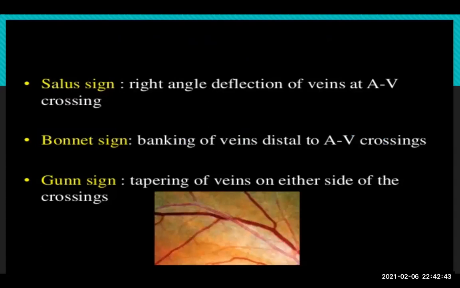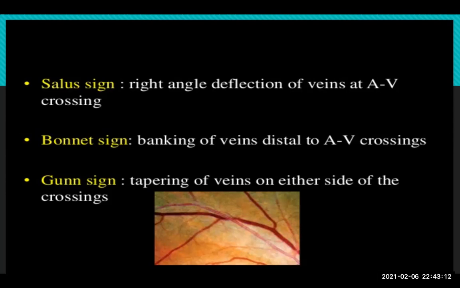So I think you were asking about the Salus sign. Salus sign is the right angle deflection of the veins at the arteriovenous crossing. By the nipping and the pressure on this point of the veins, you will find that the deflection of the veins will be acquiring a right angle at the point of arteriovenous crossing.